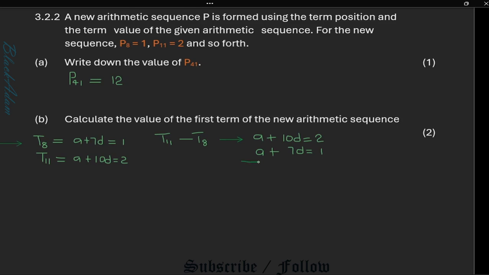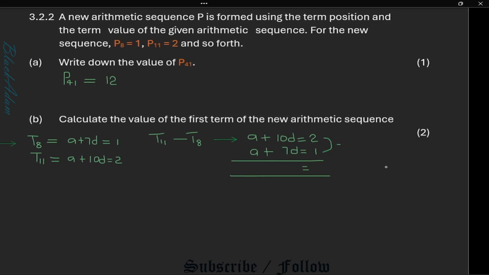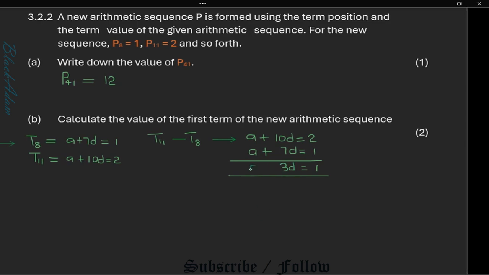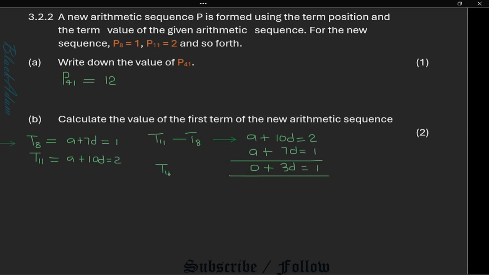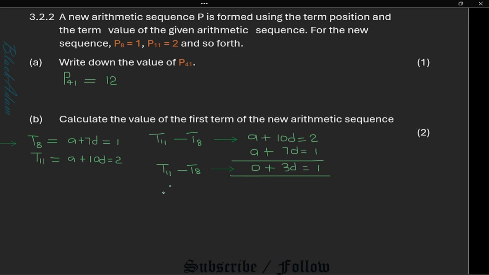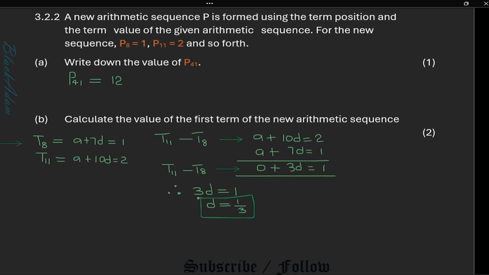And then from there we subtract. So we know that 2 minus 1 is 1, and then 10D minus 7D, that's 3D. And then A minus A is 0. So the A part disappears. We have 3D is equal to 1. So the bottom part there is T11 minus T8. That's what we got. And then 3D is equal to 1, and D is equal to 1 over 3. So we have D there, 1 over 3.